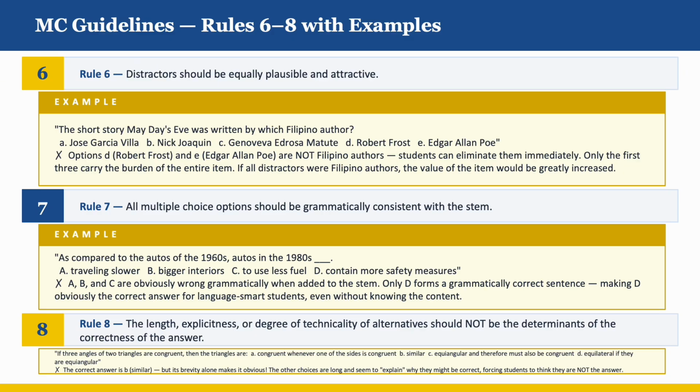Rule number 8: The length or technicality of an option should not hint at the correct answer. So if a correct answer is short and all the distractors are long, students will notice. Likewise, if the correct answer is always the most technical sounding one, students will learn to just pick the longest, most complex option. Okay.